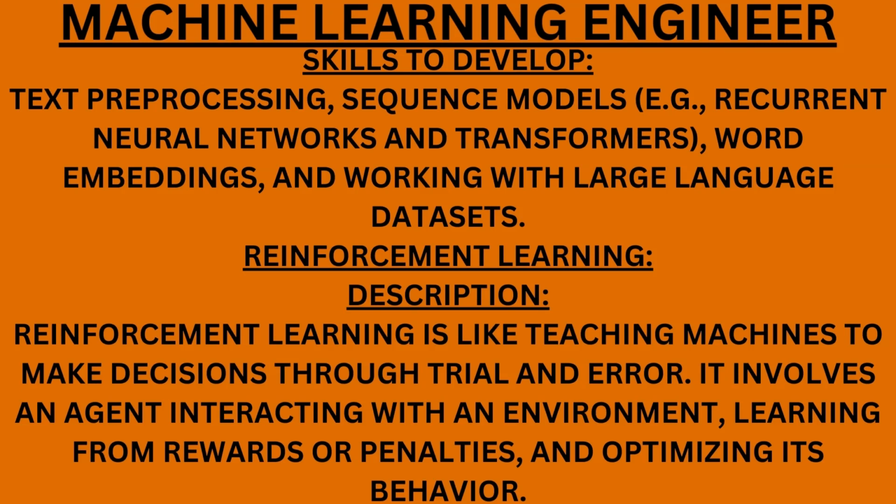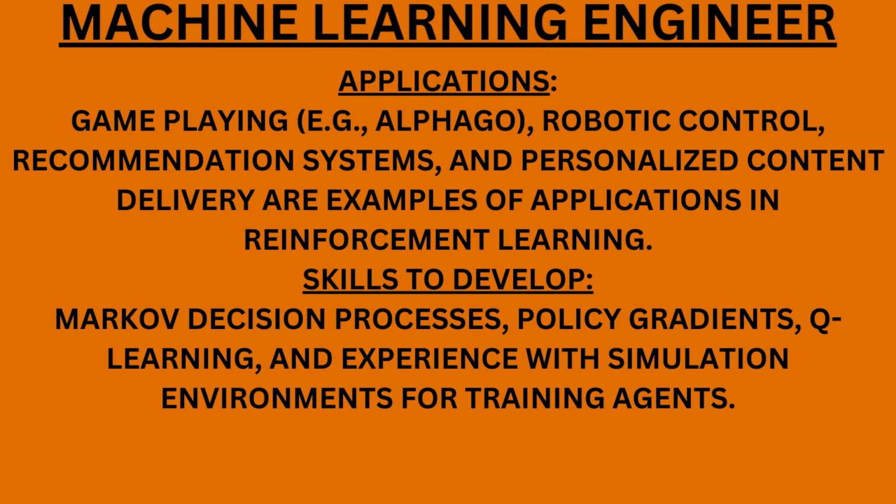Reinforcement learning. Description. Reinforcement learning is like teaching machines to make decisions through trial and error. It involves an agent interacting with an environment, learning from rewards or penalties, and optimizing its behavior. Applications. Game playing, that is AlphaGo, robotic control, recommendation systems, and personalized content delivery are examples of applications in reinforcement learning. Skills to develop: Markov decision processes, policy gradients, Q-learning, and experience with simulation environments for training agents.